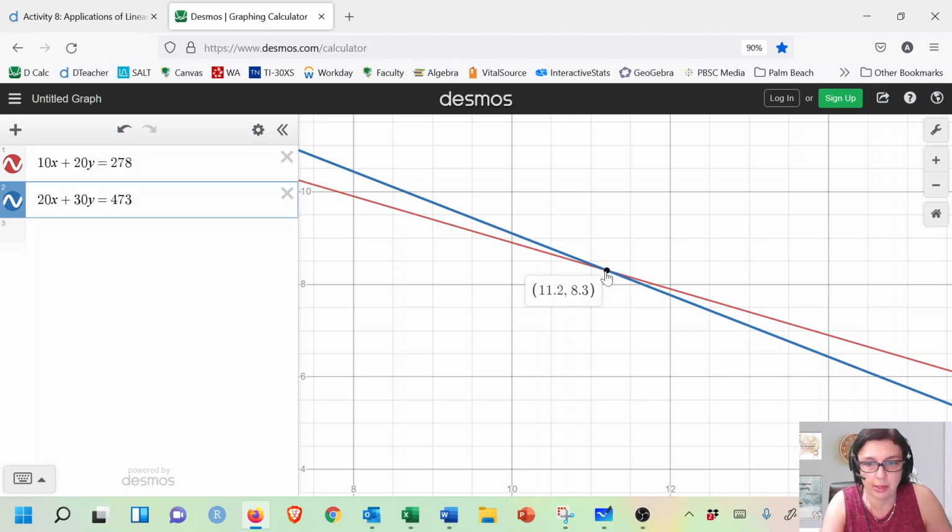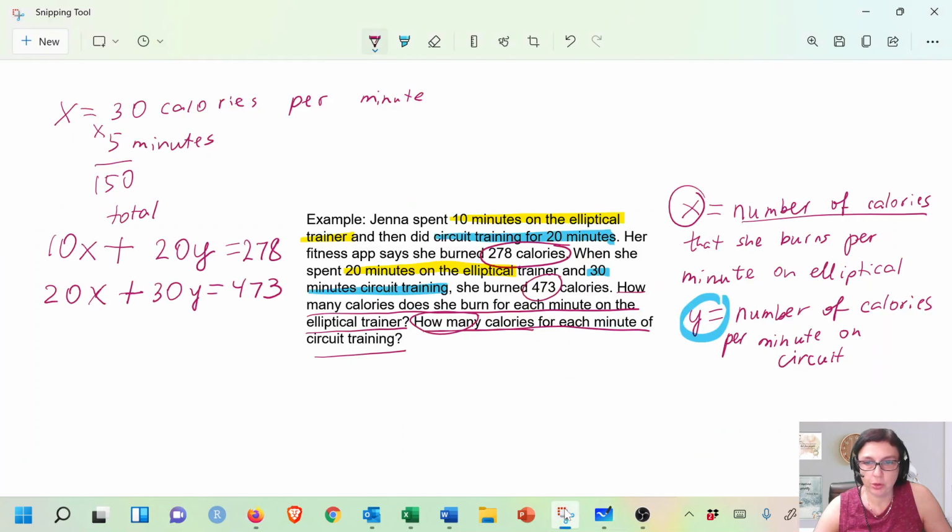Okay, so your x is 11.2 and y is 8.3, and that's basically your answer. So she burns 11.2, right? What was the question? So just remember, x is now 11.2, and we just got y to be 8.3, right? That's the point. So we know that she burns 11 calories when she's on elliptical per minute, and she burns 8.3 calories when she's doing circuit.